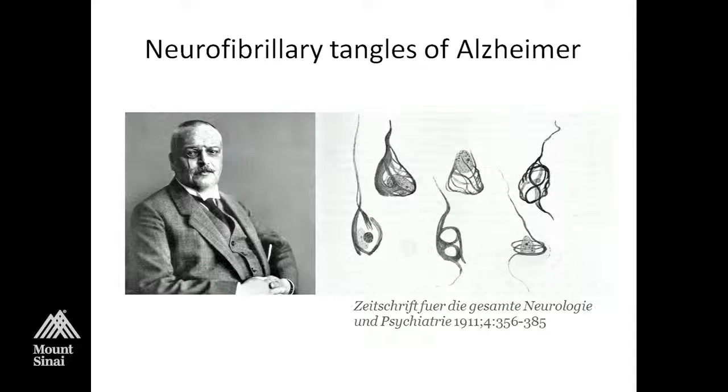The neurofibrillary tangles of Alzheimer were first described by Alzheimer in 1906 when he applied a new stain, the Bielschowsky silver stain, new at that time, to the brain of a woman that he performed an autopsy on who had an early onset dementing illness. And these are some drawings from one of his original papers showing the classic flame shape of these abnormal aggregates that are appearing inside neurons.